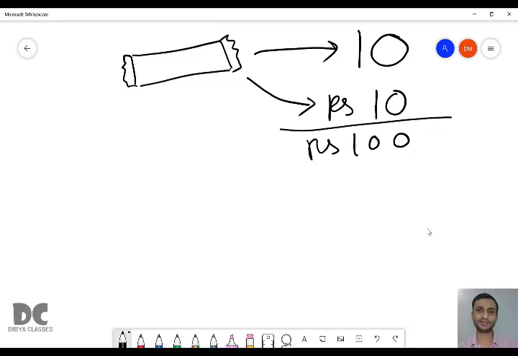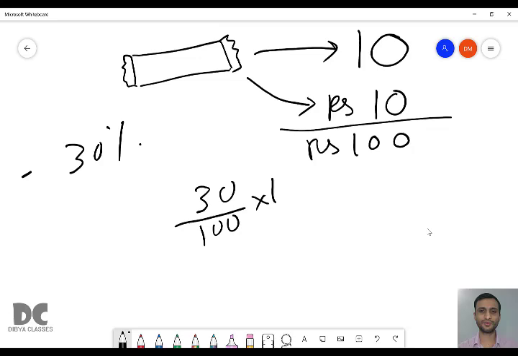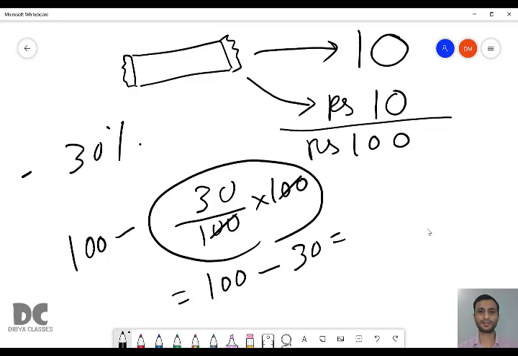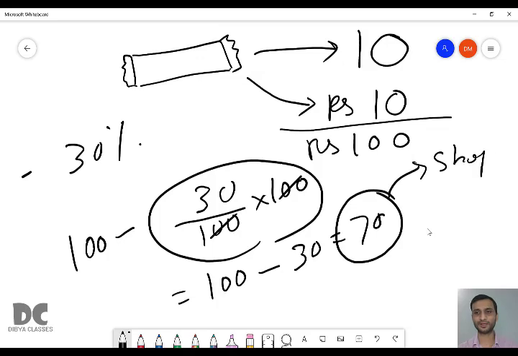Total cost is 100. So now the program continues and it says that find and print amount paid by the customer after getting 30% discount. Since it was your birthday, the shopkeeper told that he will give you 30% discount. Means 30 by 100 into 100. This is your discount. Discount on the total amount. That is 100 minus 30, 70. So this is the amount you need to pay to the shopkeeper after 30% discount.